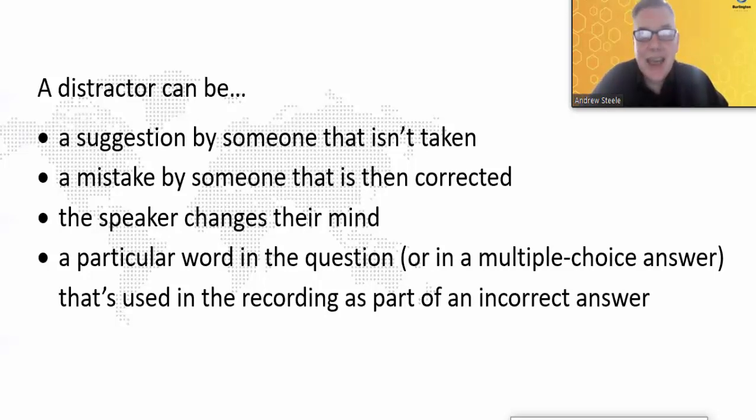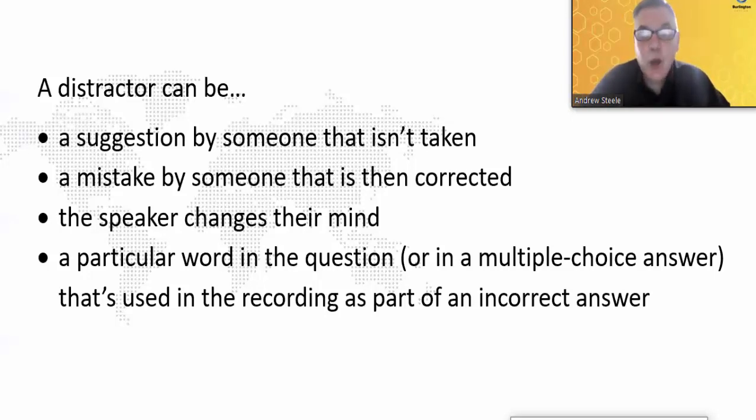People often correct mistakes. They say things like, oh, I'll see you at 11 o'clock. Oh, no, wait a minute. I've got a meeting at 11 o'clock. I'll see you at 11:30. So correcting mistakes, and the speaker changes their mind.